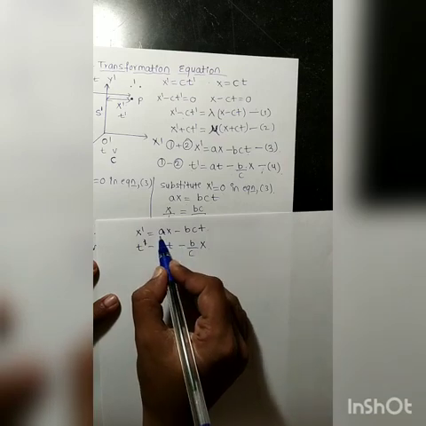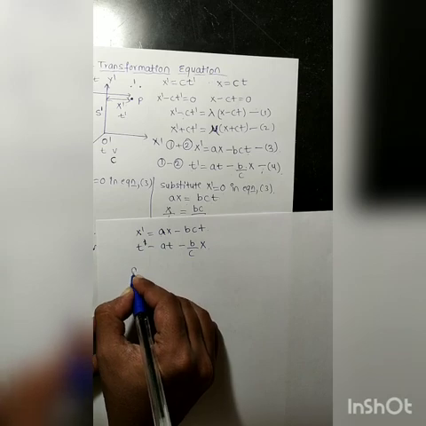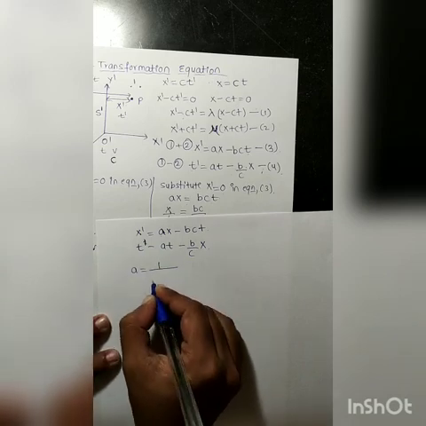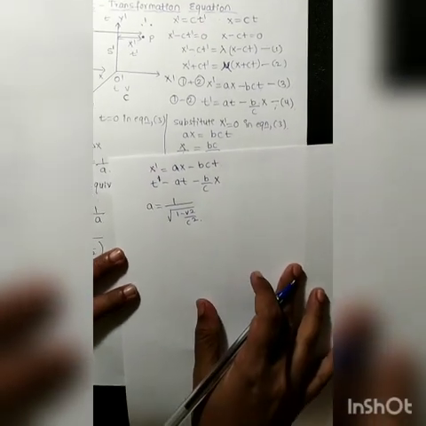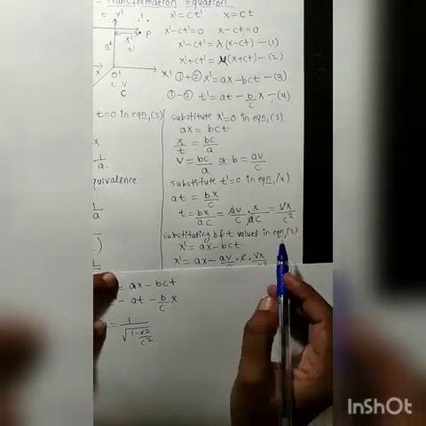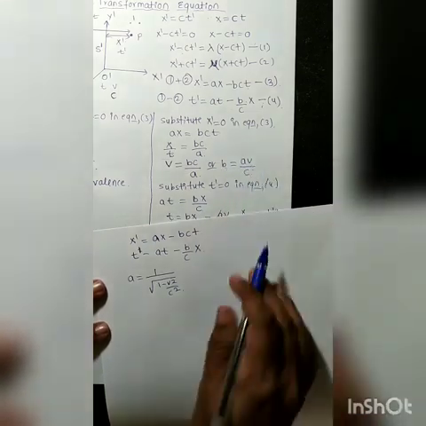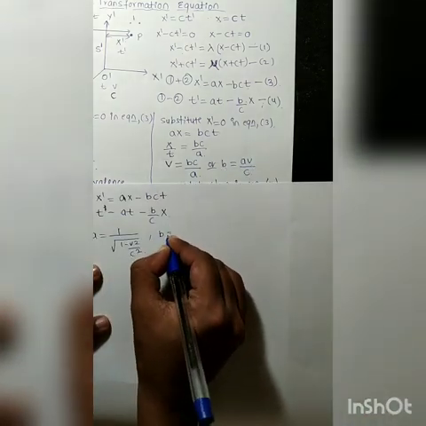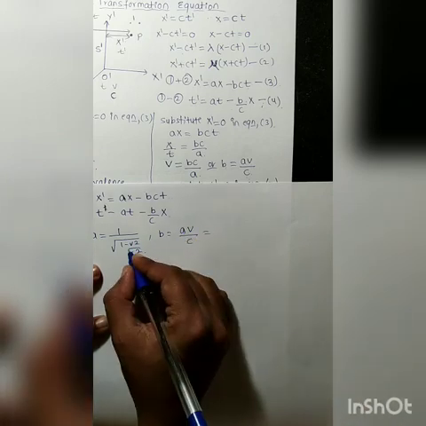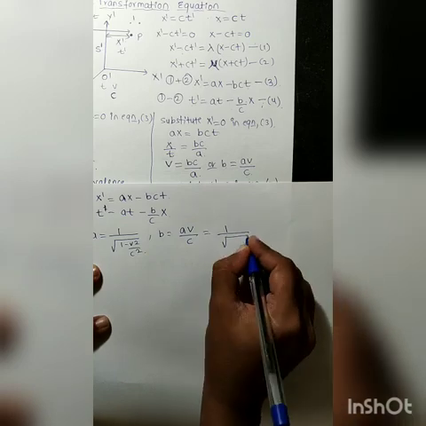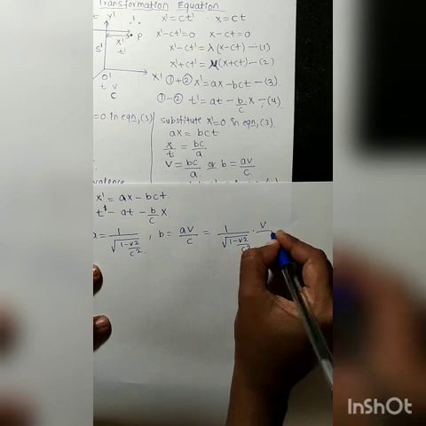So now we got the value of a here, isn't it? So substituting the a value, that is what? A is equal to 1 divided by square root of 1 minus v square by c square. This is the a value we are having, as well as we calculated the b value also. So b is equal to what? Av divided by c. So substitute that. B is equal to what? Av divided by c. So nothing but what? A value is again this one, that is 1 divided by square root of 1 minus v square by c square into v by c.